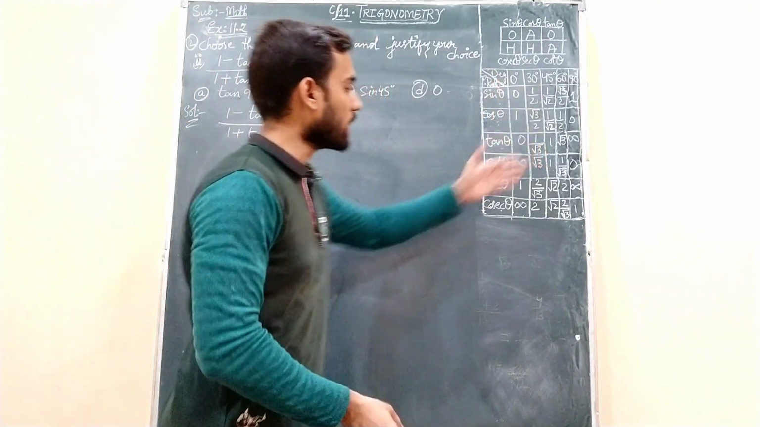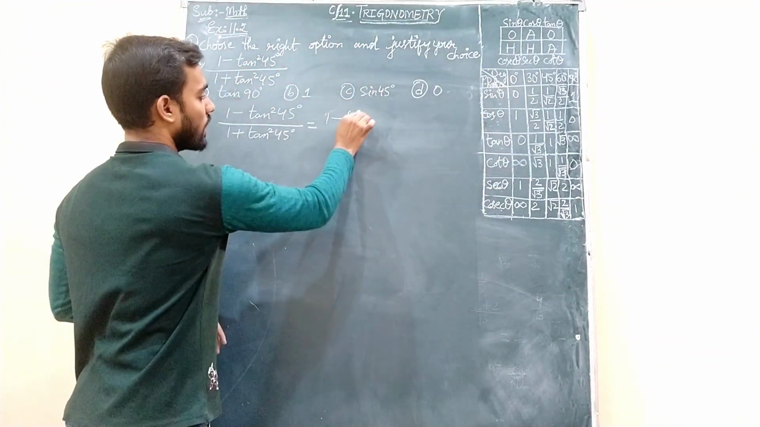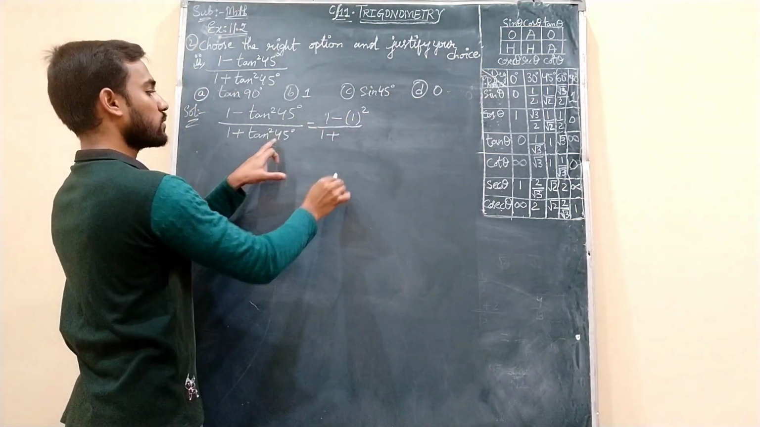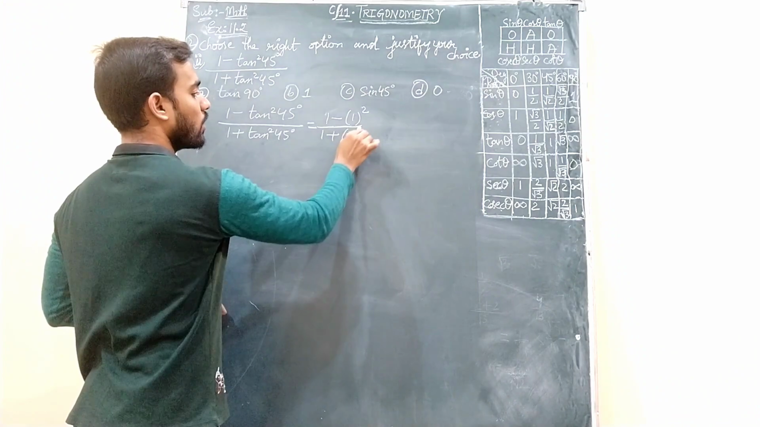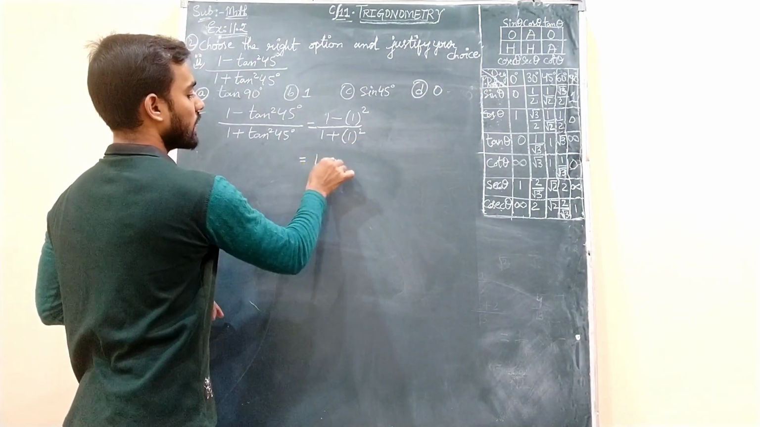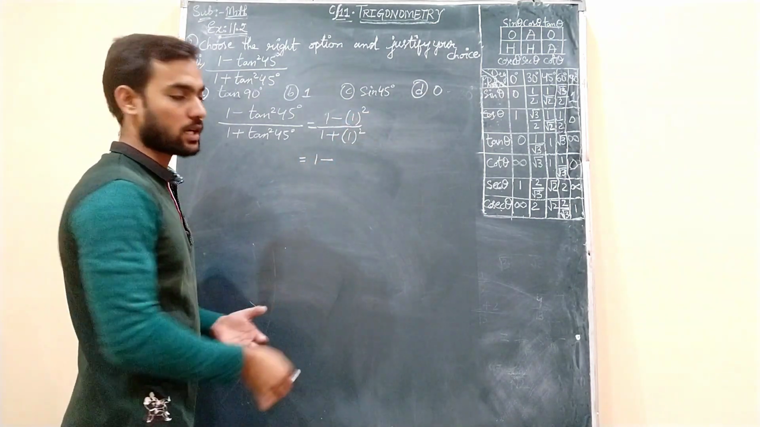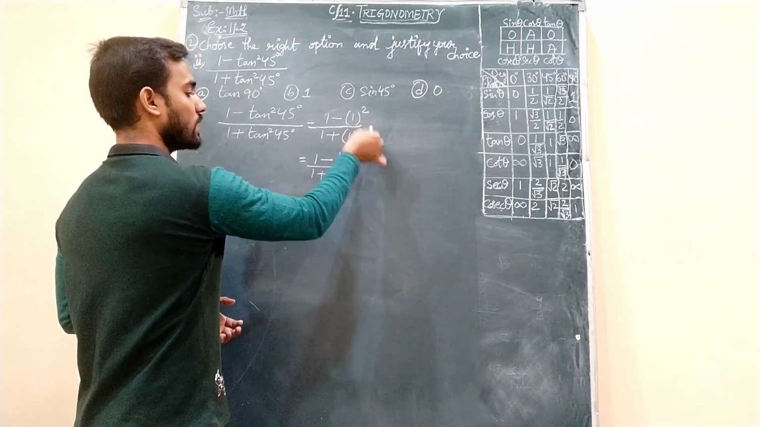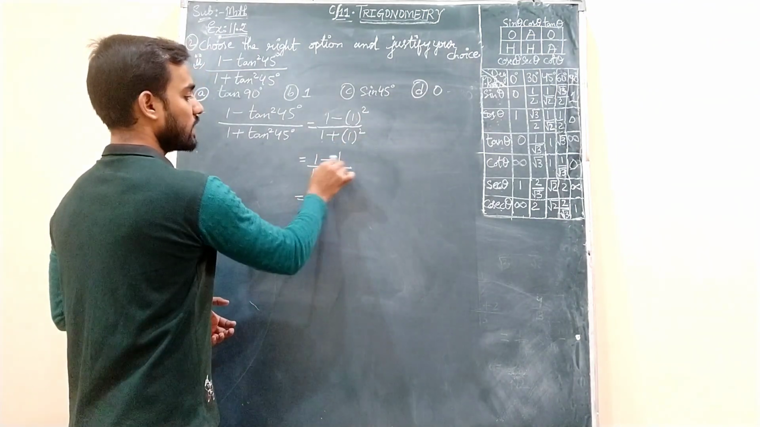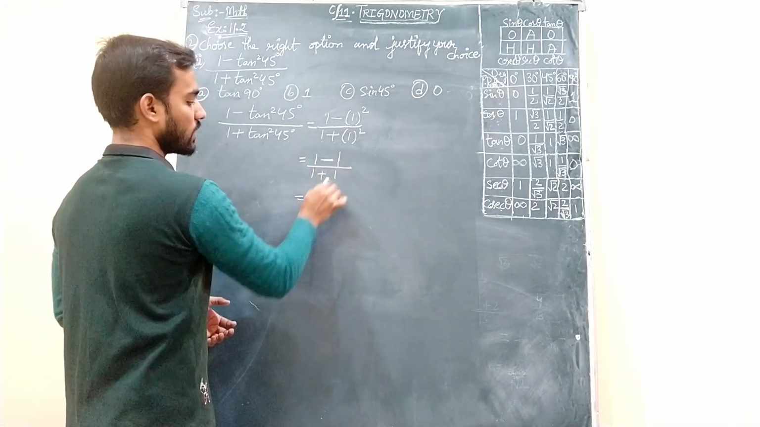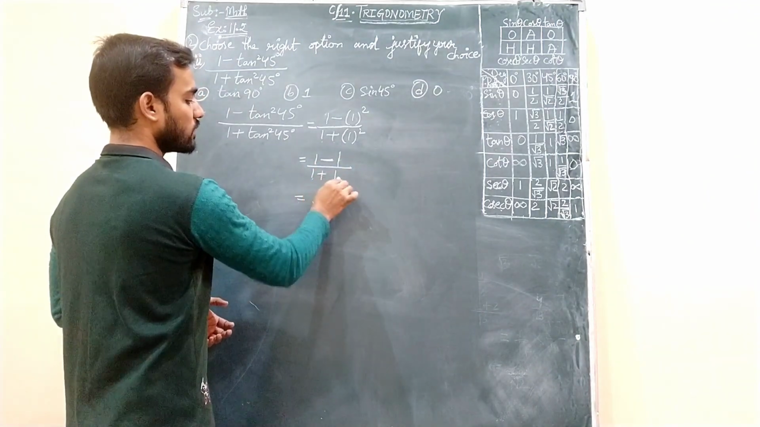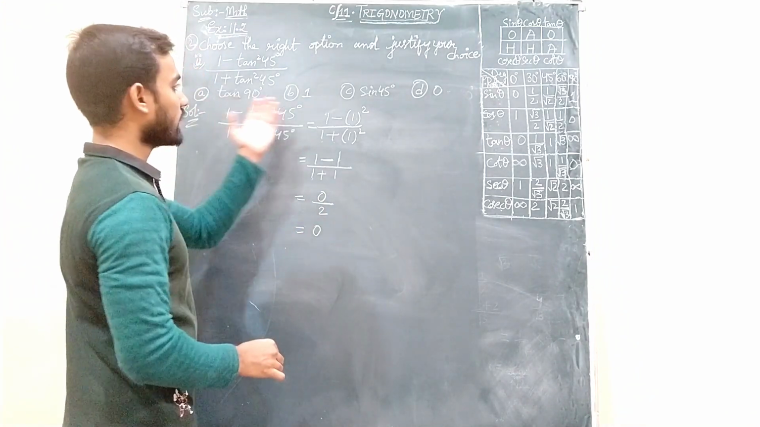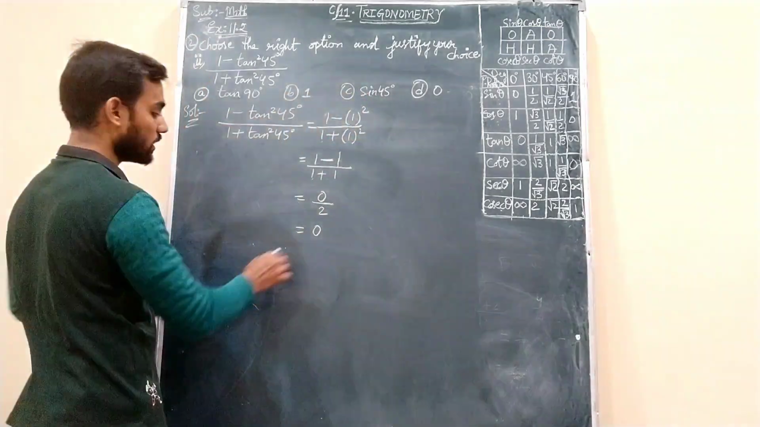Tan 45 is 1. So we have to do 1 square divided by 1 plus, here also tan square 45 degree, which means 1 whole square we have to do. So 1 minus 1 square means 1 ones are 1 divided by 1 plus, here also 1 square is 1 only. 1 minus 1 is how much? 1 minus 1 is 0 and 1 plus 1 is 2. 0 by 2 is 0. So do we have 0? Yes, we have 0 over here.